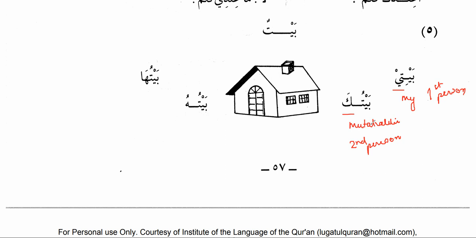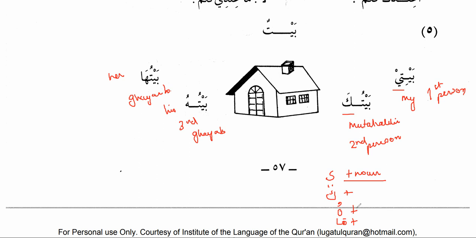This is from the second person, mukhatib. Don't mind my handwriting, please. And baituhu, this is from the third person, ghayr, which means his. And this is for male and this is for her, ghayr, third person. So, 4 dhamirs we are going to use with the nouns. As I have told you, any noun plus the dhamir, either it can be ya, ka, hu, or ha. Know that whenever these dhamirs are attached with a noun, the noun falls under idafa construction.